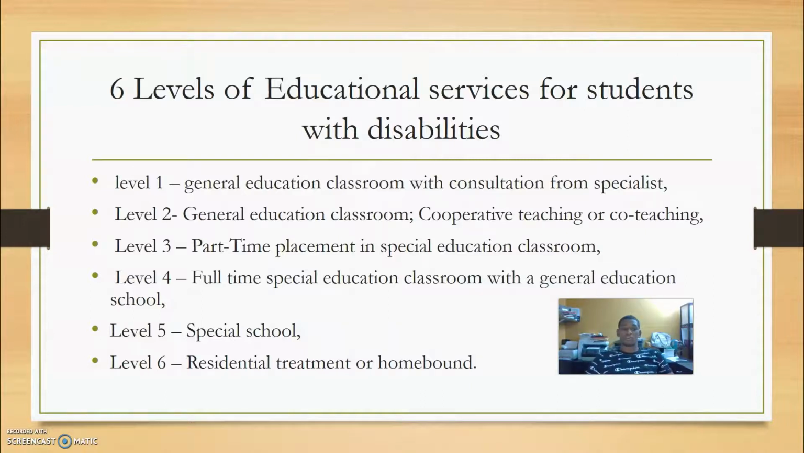Level one, there's something called general education classroom with consultation from a specialist. So level one, a student will be in a general education classroom with consultation from a special needs teacher or a specialist in that area. Level two, general education in the classroom, cooperative teaching or co-teaching. Basically, you're in a general education classroom and you have a co-teacher, a teacher's aide in the back that's assisting the struggling student as needed.